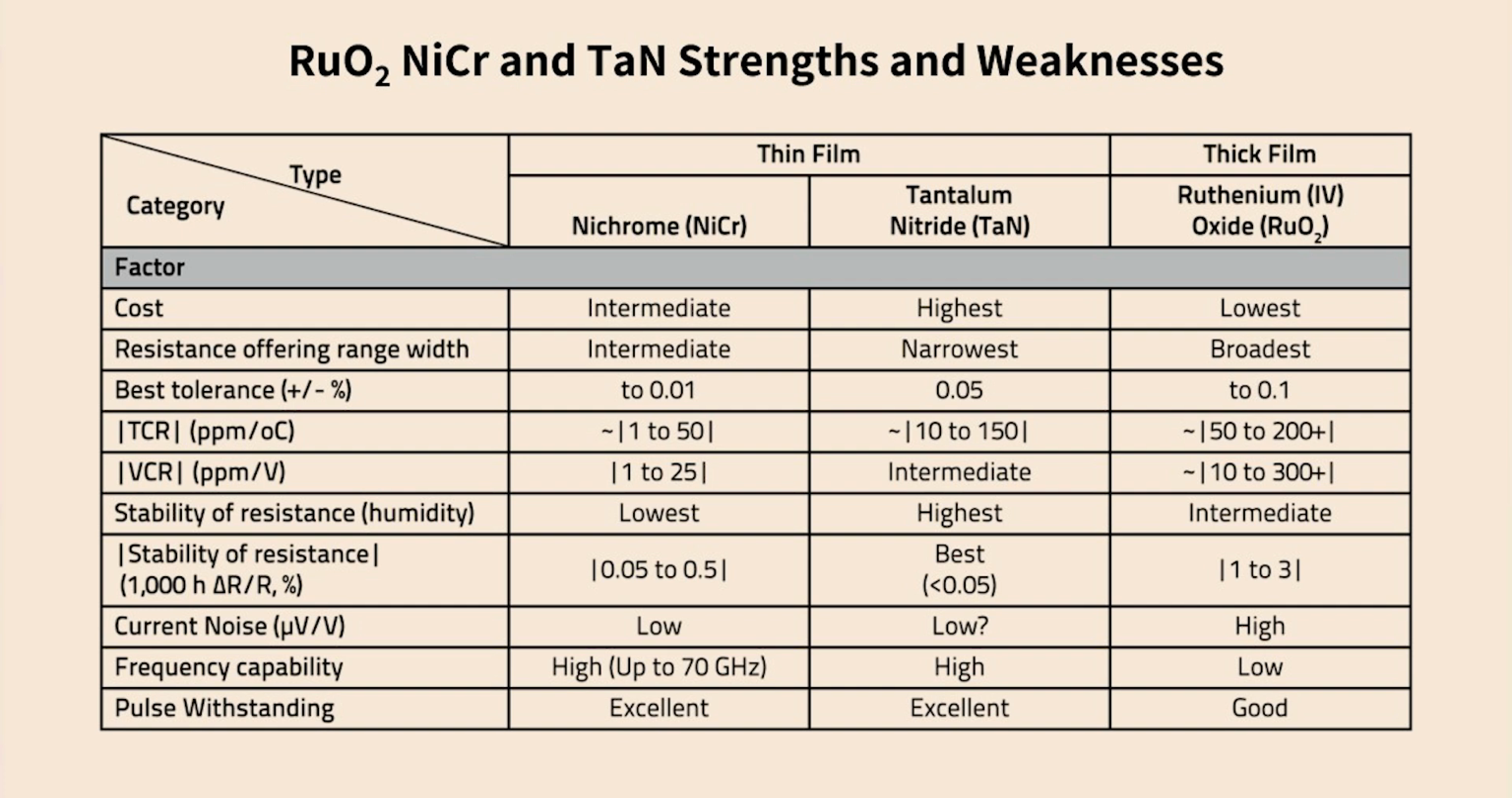Their higher TCR and VCR values mean they are less precise than thin film options, but they remain robust for general purpose applications, particularly where cost effectiveness and high power handling are priorities. Their performance in humid environments is better than nickel chromium, but inferior to tantalum nitride. Material selection for resistors depends on balancing cost, precision, and environmental demands. Tantalum nitride resistors lead in stability. Nickel chromium offers a versatile middle ground, and ruthenium oxide is ideal for budget-conscious designs requiring broad resistance ranges.